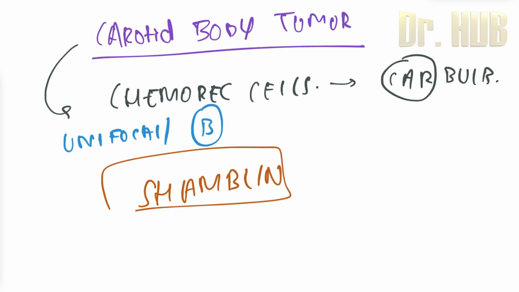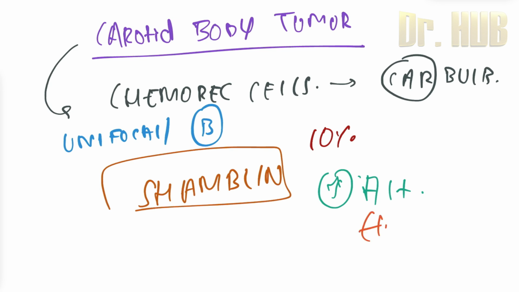It is approximately about 10%. About 10% have a positive family history, and the incidence is higher in individuals living at high altitude. So it increases with higher altitude, and this is due to chronic hypoxia leading to carotid body hyperplasia. So it is due to the hypoxia.